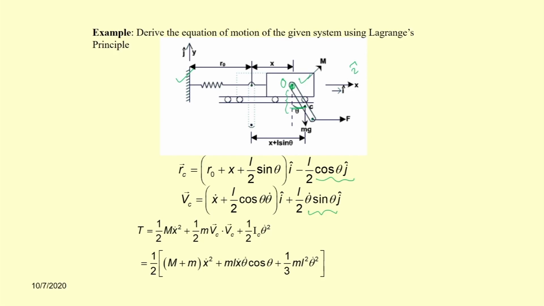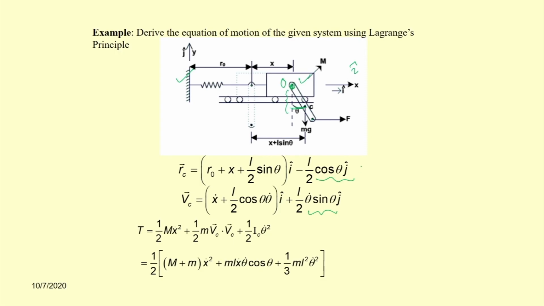Expanding this, you can write this is equal to half m plus m x dot square plus m l x dot theta dot cos theta plus 1/3 m l square theta dot square. Here, without expanding this equation manually by hand, you can use symbolic software like Mathematica or Maple, or you can write it in MATLAB in symbolic form to differentiate.